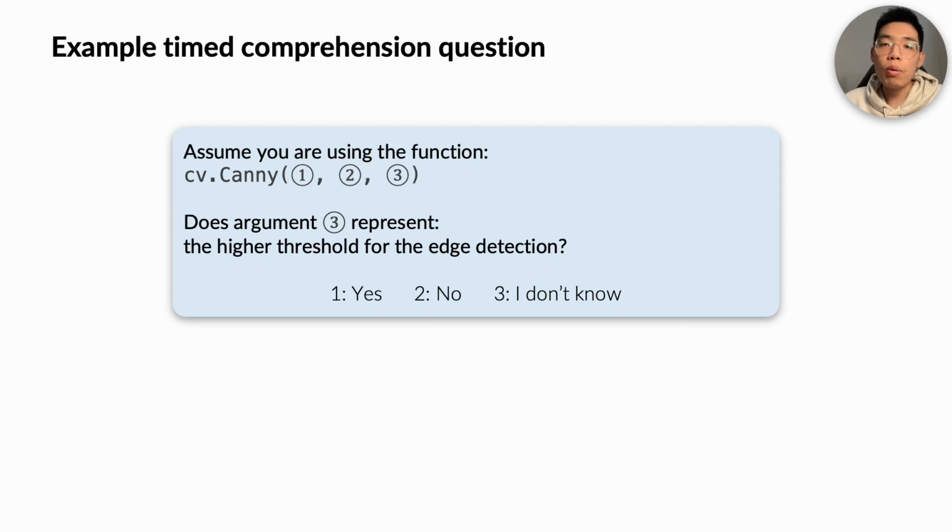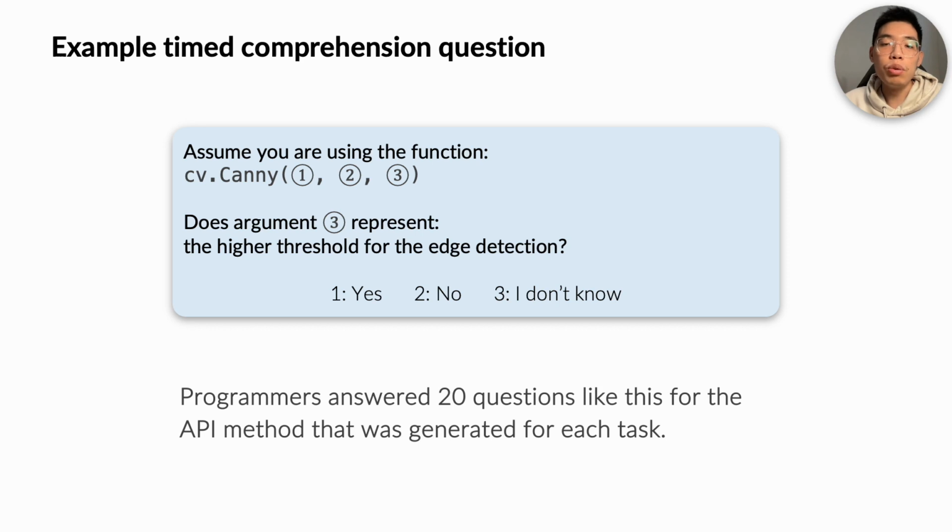Then, after all programming tasks, the programmers were surprised with a comprehension assignment, asking them about the API that had been generated during the task. The comprehension assignment consists of questions like this, where programmers were asked to report the meaning of an argument or function.